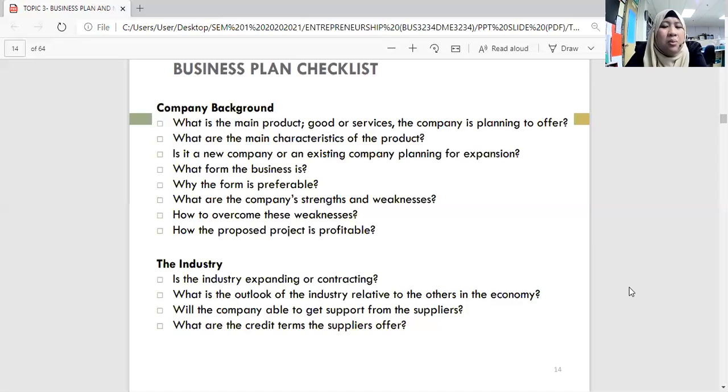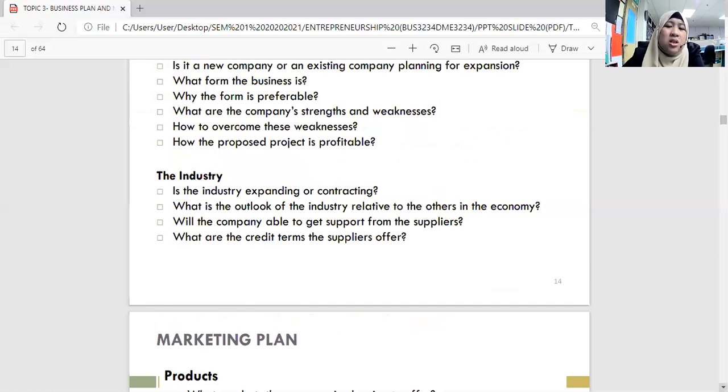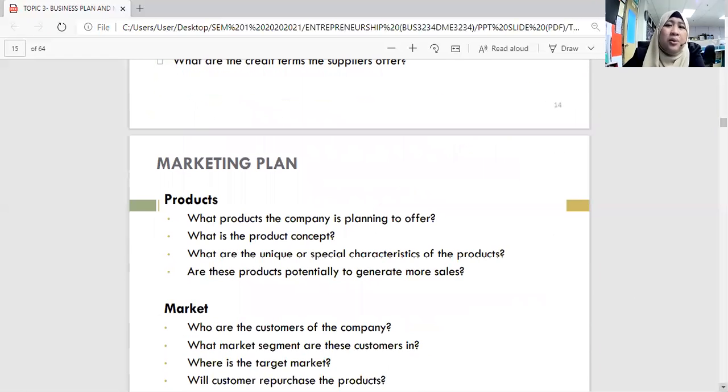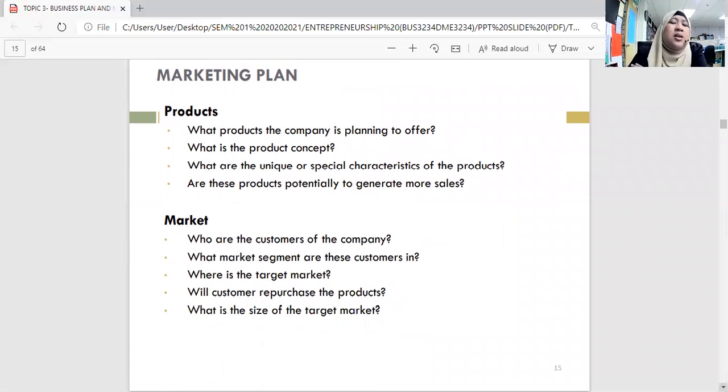And then will the company be able to get support from the suppliers, and what are the credit terms the suppliers offer? You can have some further reading in your manual on this, because I have put some lengthy explanation inside your manual, and also in your long notes. And under products, what product is the company planning to offer? You have to come up with the product, as I mentioned just now, the characteristics of the product, what the product concept is, and what is the special or unique character of the product. Does the product have the potential to generate more sales?